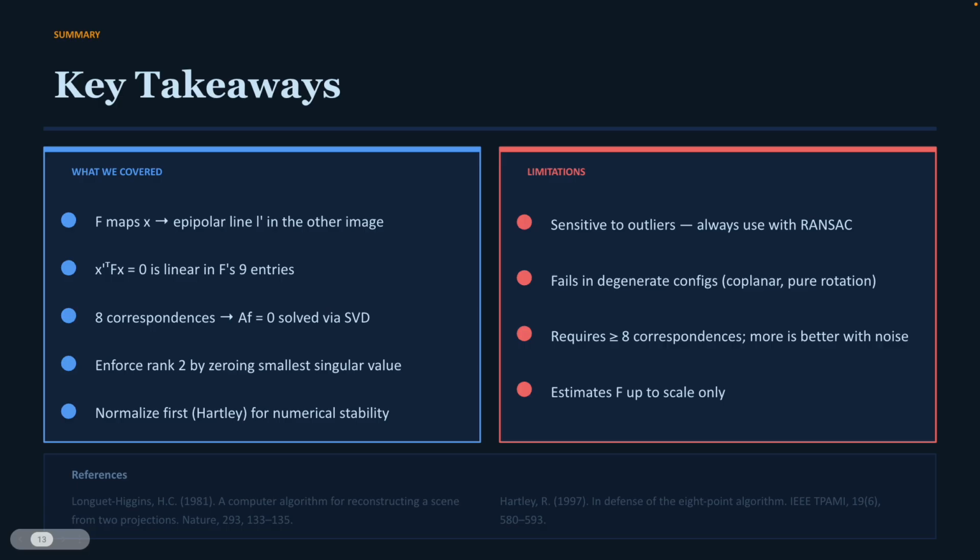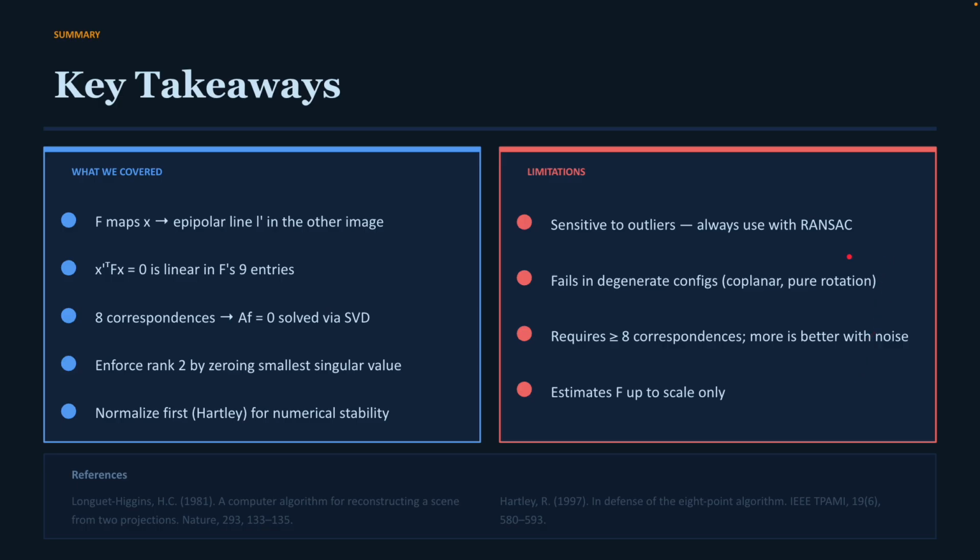To wrap up, F maps points to epipolar lines. The epipolar constraint is linear in F's entries. 8 correspondences give us a linear system we solve with SVD. We enforce rank 2 by zeroing the smallest singular value, and Hartley normalization is critical for numerical stability.